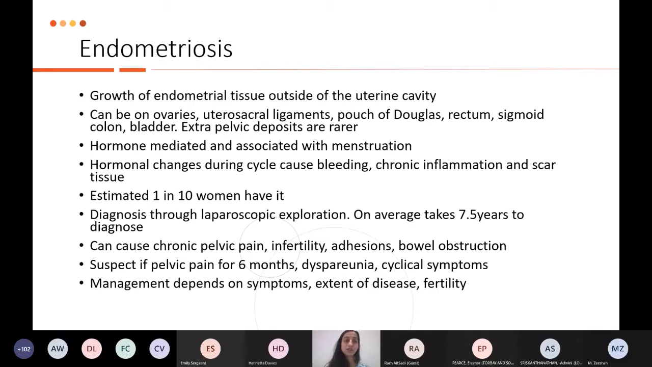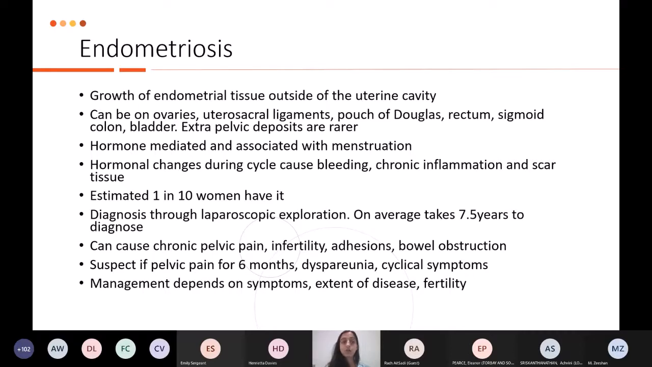So endometriosis is growth of endometrial tissue outside the uterine cavity. That can be on the ovaries, uterosacral ligaments, pouch of Douglas, the rectum, sigmoid colon, bladder. You can also get deposits outside the pelvis, on the lungs, for example, or the diaphragm, which is much, much rarer. It's a hormone-mediated process, and it's associated with menstruation. As your hormones change during the menstrual cycle, it can cause bleeding of that tissue. You get chronic inflammation and then scar tissue development as well.